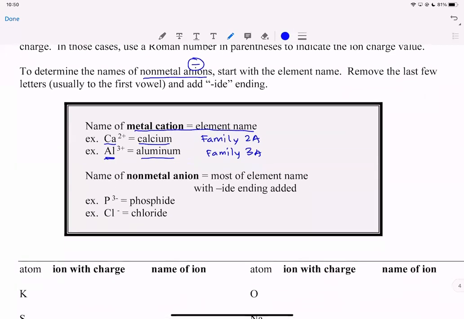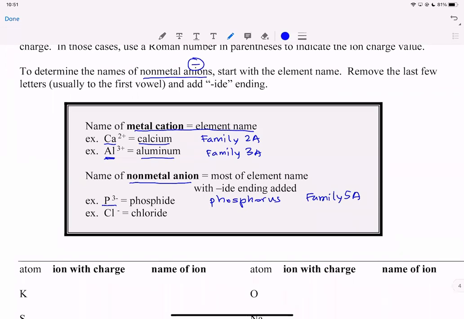And then when you have the nonmetals, you take the element name, and then you take off the ide ending. So for this example, phosphorus. Phosphorus is the element symbol P, and it is in family 5A. Because it's in family 5A, those are the ones that form -3 ions. So this is written as phosphorus, element symbol P with the 3-.